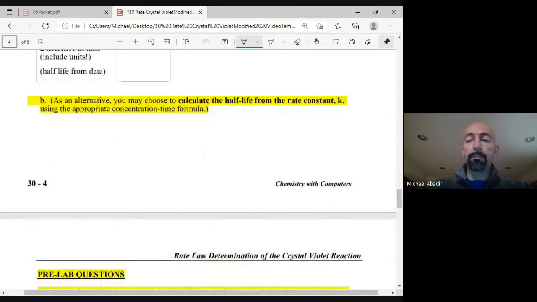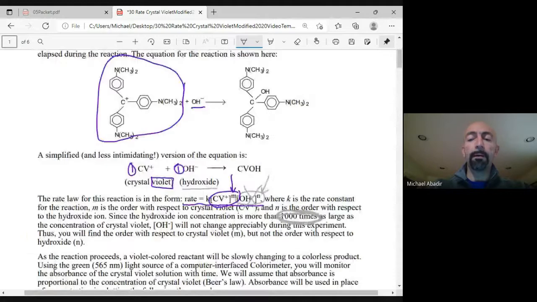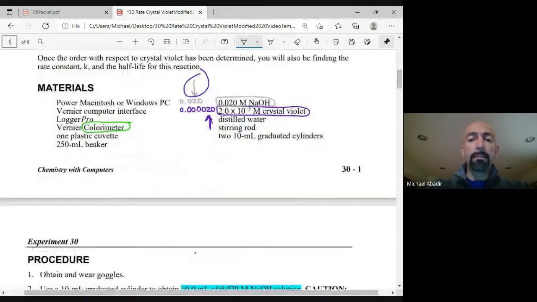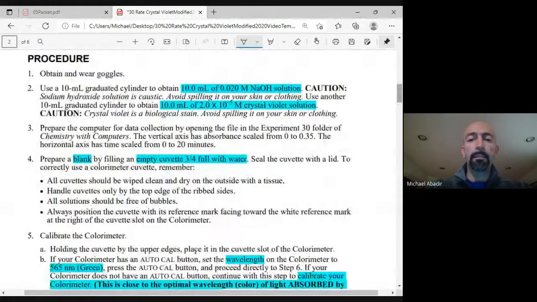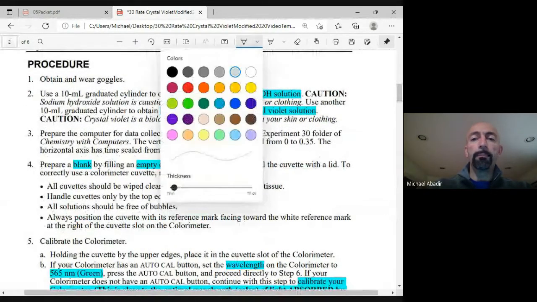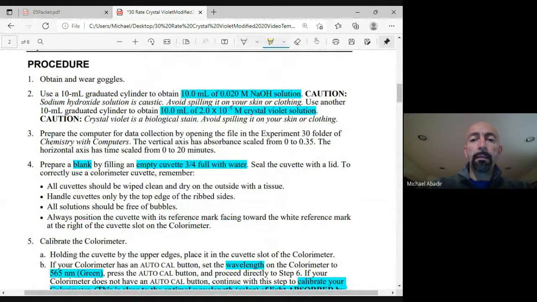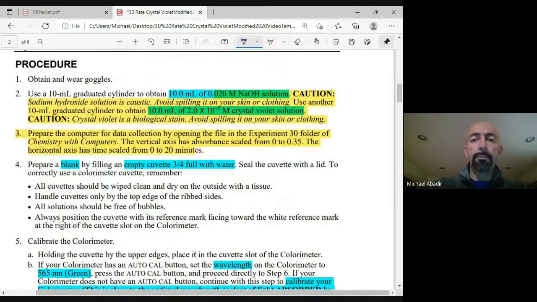Now we're going to go through a couple little details, and you do have a little pre-lab to do as well. All right? So I tried to highlight the important points here. So let's talk about it real quick. You're going to take 10 milliliters of the NaOH, okay? 10 milliliters of that. And you're going to put that into a graduated cylinder, okay? And then you're going to also have 10 milliliters of the 2.0 × 10^-5 crystal violet as well. So 10 milliliters of each, all right?